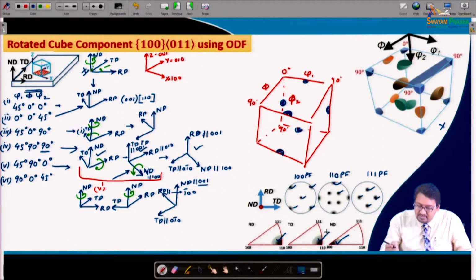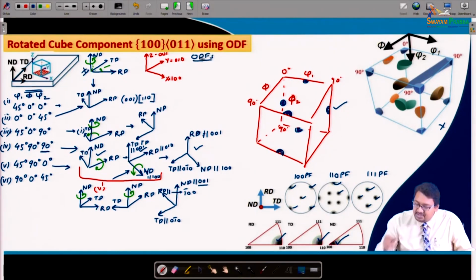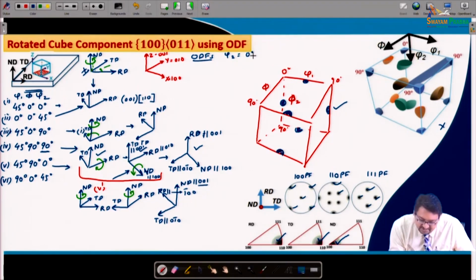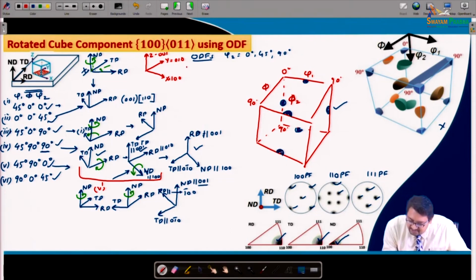So, now using this, the Euler space can be represented in terms of ODFs, right, ODF. Now, you see the positions where the rotated cube component basically has formed. The rotated cube component has basically formed at phi 2 equal to 0 degree section, right, phi 2 equal to 45 degree section, right, and 90 degree section, right. So, we need to show all the phi 2 sections in this ODF, and we can just show these 3 sections, right.